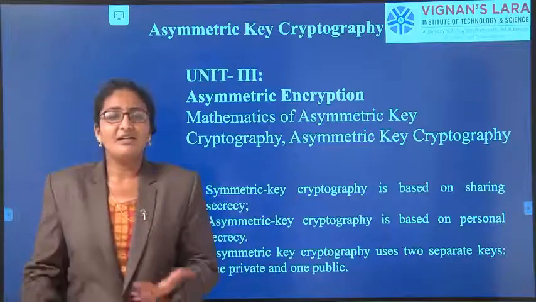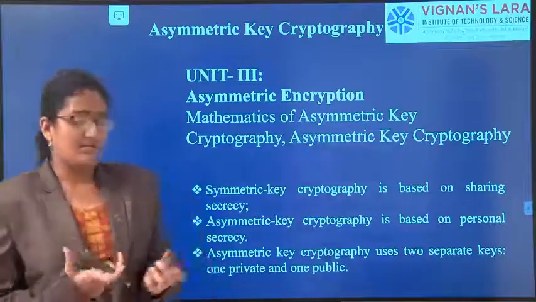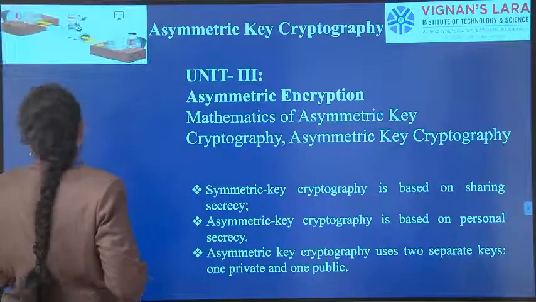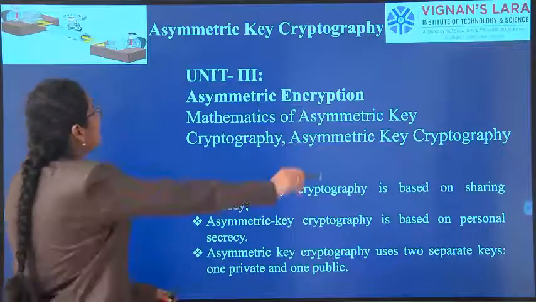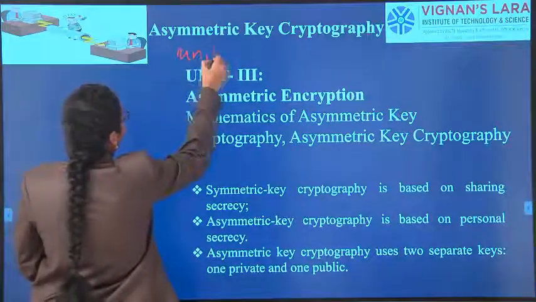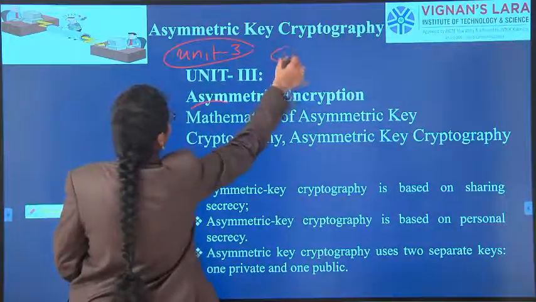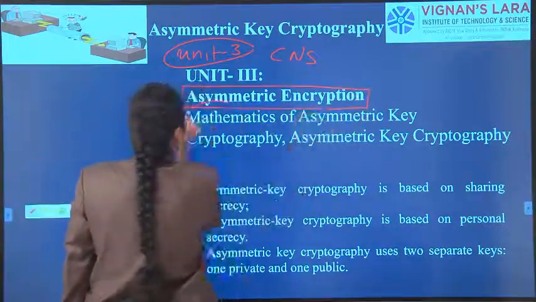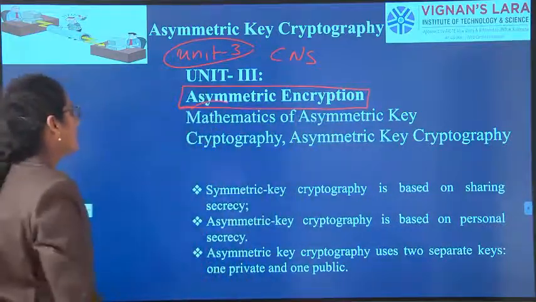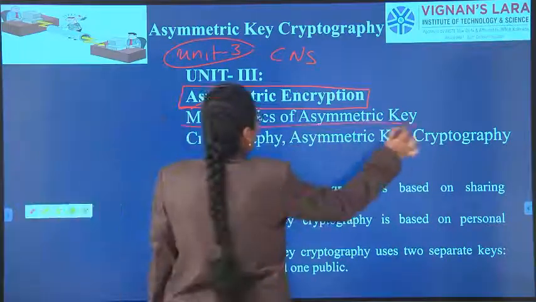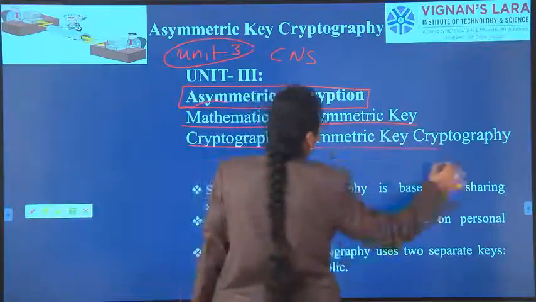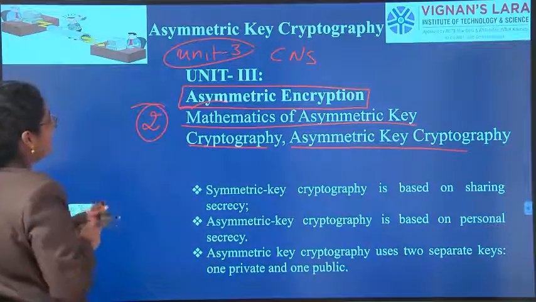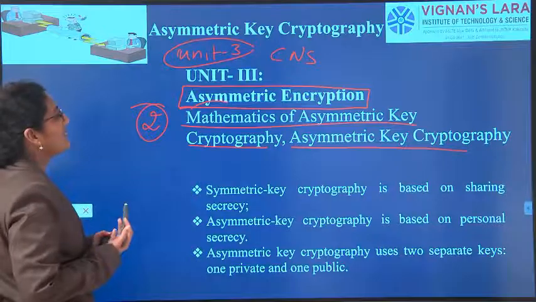So good morning everyone. Let us start unit 3 today in CNS, cryptography and network security, as you know. What is the name of unit 3? Asymmetric encryption. What topics do we have in unit 3? Mathematics of asymmetric key cryptography, and asymmetric key cryptography. Only two topics we have in unit 3. So let us start unit 3 today, which is asymmetric encryption in CNS.